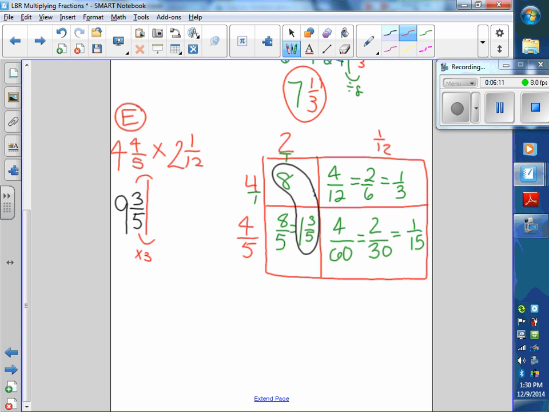But I also have to add the 1/3, right? Let me do that in the same color here. So I'm basically adding 9 3/5 plus 1/3, right? Which is right here, plus a 15th. Like I combined these two, just because I can add the 8 and the 1 in my head. So if I times by 3, then I get 9 and 9/15.